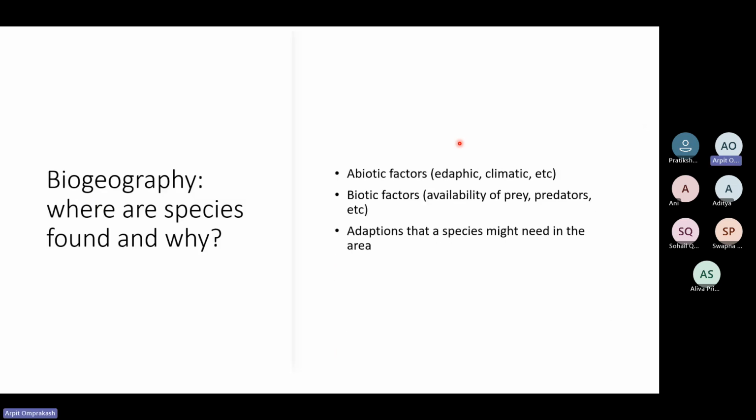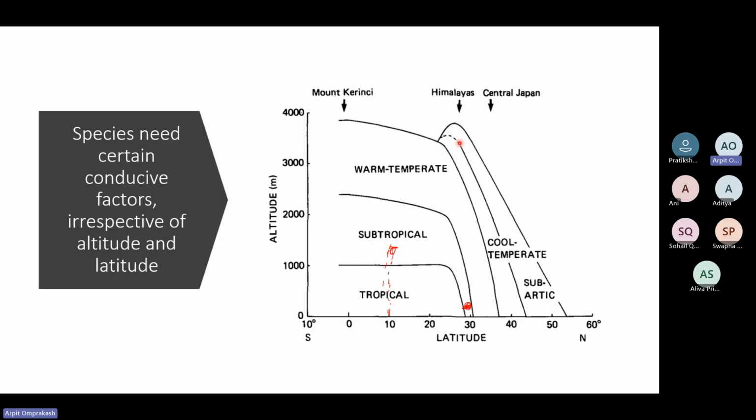So biogeography: where a species is found and why. Due to abiotic factors such as soil, climate, and other things, and biotic factors such as availability of prey, predators, etc., and based on the adaptations that a species might need to live in a given area, we can say that species are found in different areas. Species need certain conducive factors irrespective of altitude or latitude.